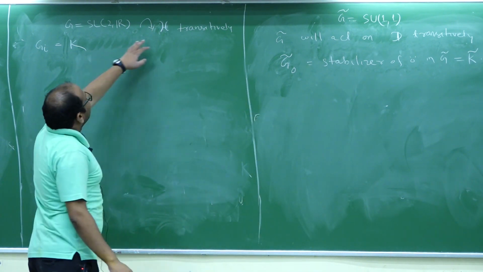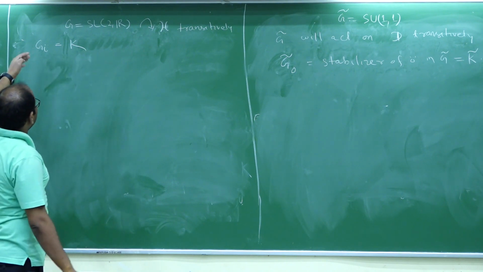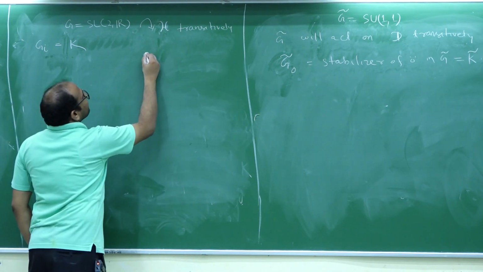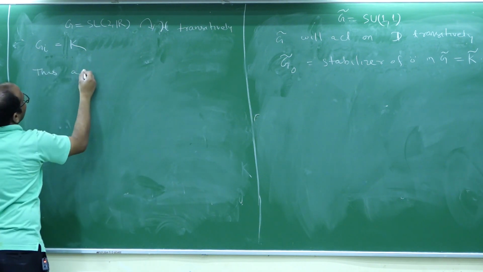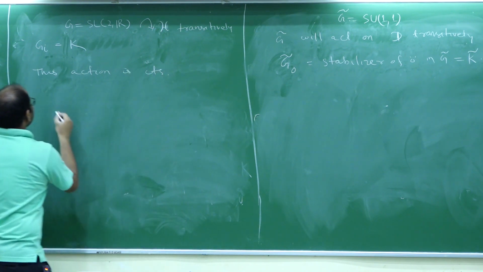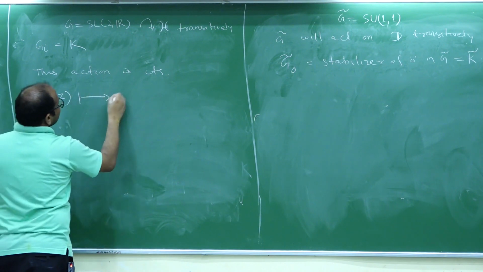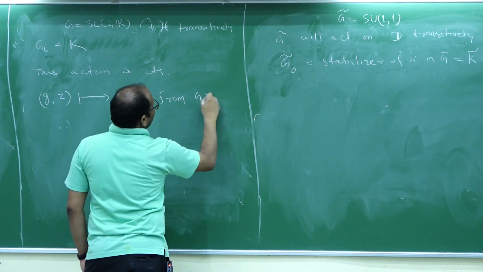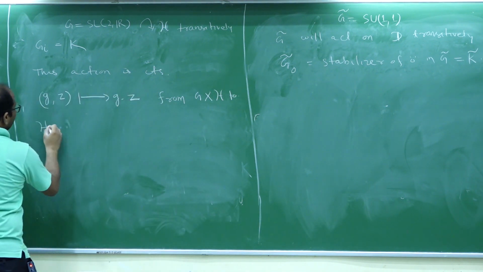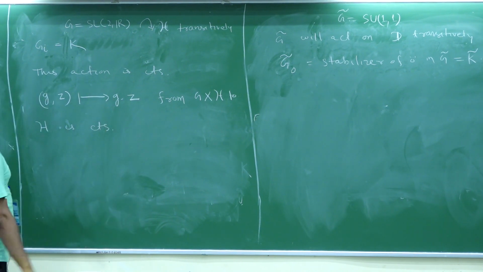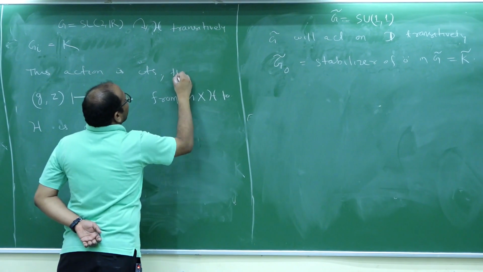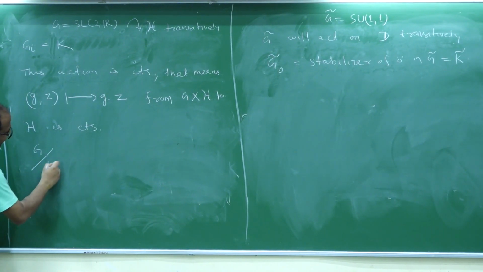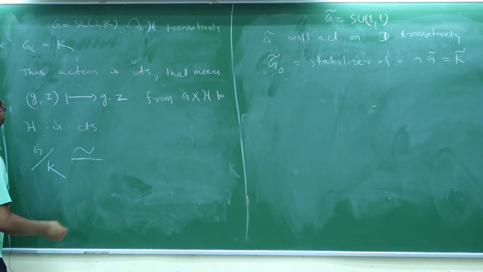Okay, since SL2 acts on H transitively and the stabilizer of I is K, and this action is also continuous. What does it mean? If you look at this map, (g, z) going to g dot z, this is a map from G cross H to H, and it is continuous. So this action is continuous. That means that will give you that G mod K is homeomorphic to H.